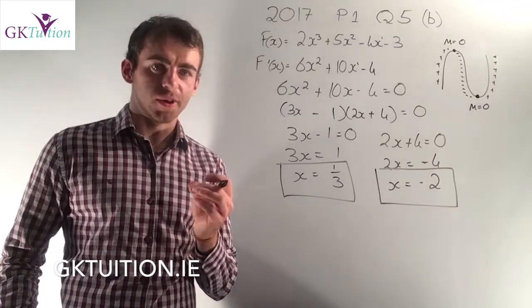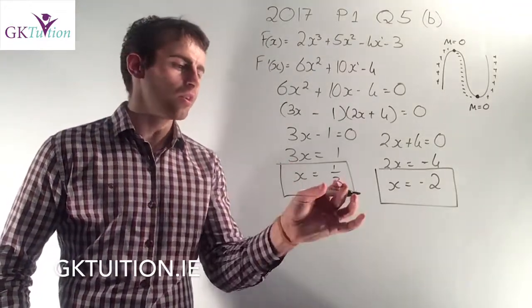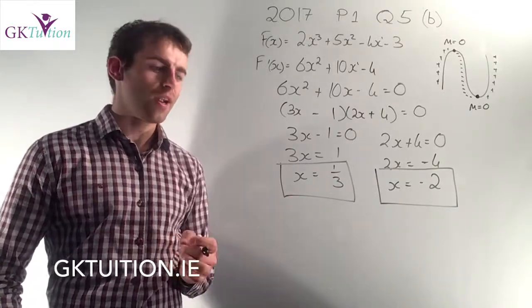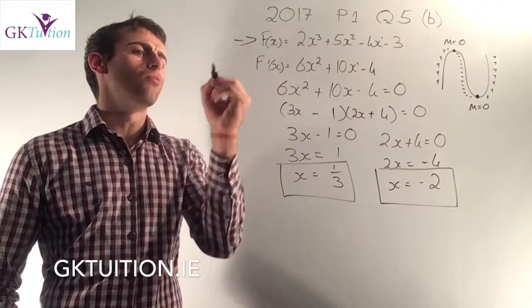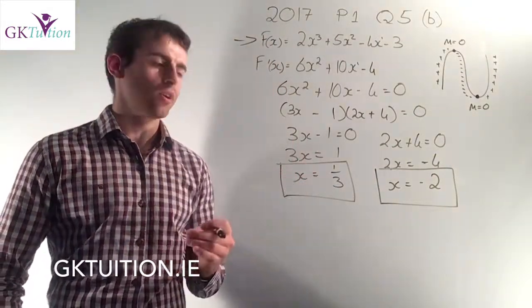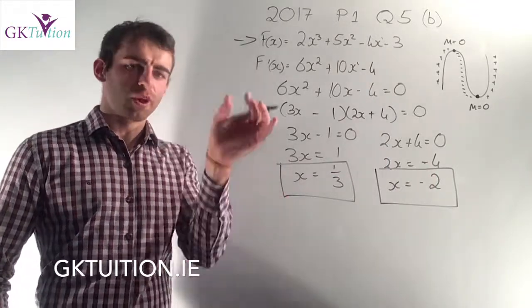But the question was to find the coordinates of the local maximum and the local minimum point. So it's not enough to just have my x values. I now need to find the corresponding y values. So if I go back to my original function, I can work out what is the value of y when x is 1/3. What is the value of y when x is minus 2? So let's work our way through that now.